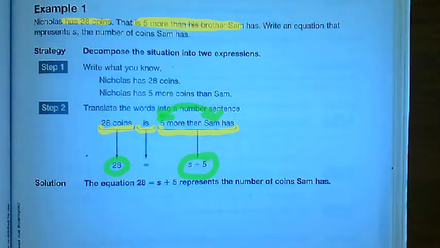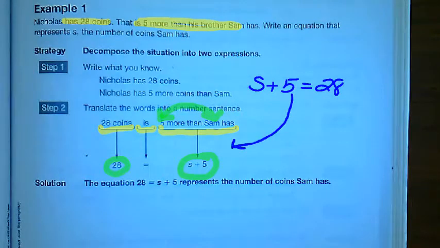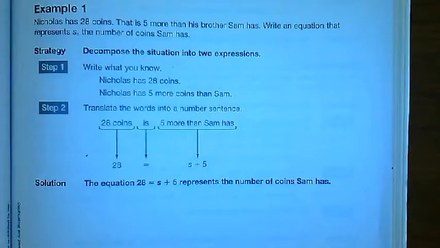Another thing to remember is that equations are equal to each other. So they're saying 2 things are equal. So if you wrote S plus 5 equals 28, that's the same thing. Okay? So either way, those are the same thing. So the equation 28 equals S plus 5 represents the number of coins that Sam has. So remember, always look back at what the question is asking. It wants to know the number of coins that Sam has. So once you're done, make sure that you've successfully answered the question.